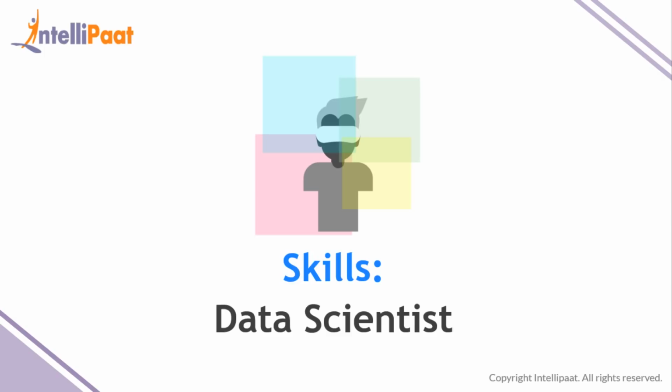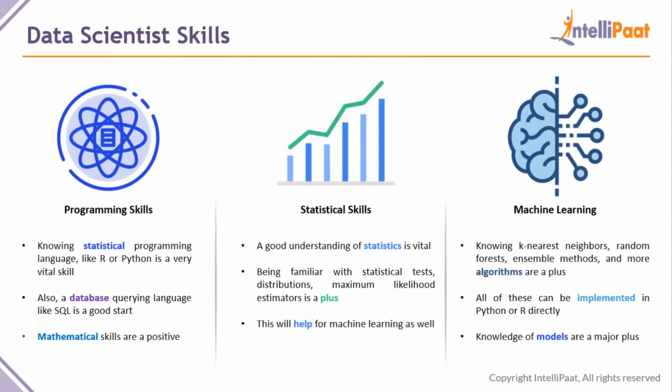So this quickly brings me to all the skills that you need to become a data scientist. Number one is the programming skills, because knowing statistical programming languages, like Python, R, SAS, is an extremely vital skill, guys. And then knowing a good database querying language, it can be MySQL, it can be MS SQL, and so much more. And then having very good mathematical skills is a positive here as well.